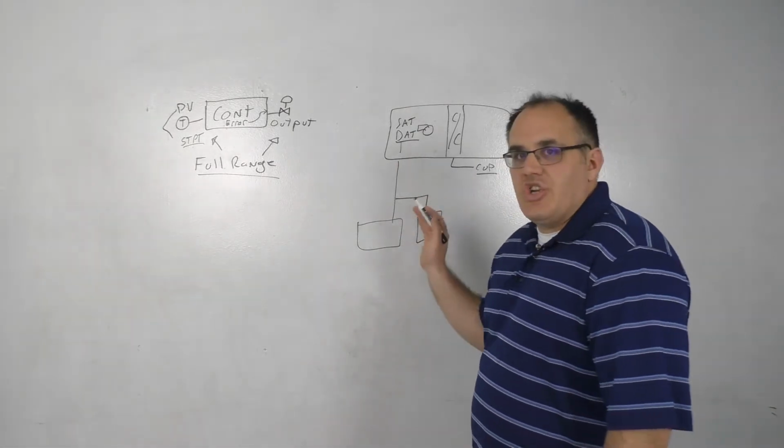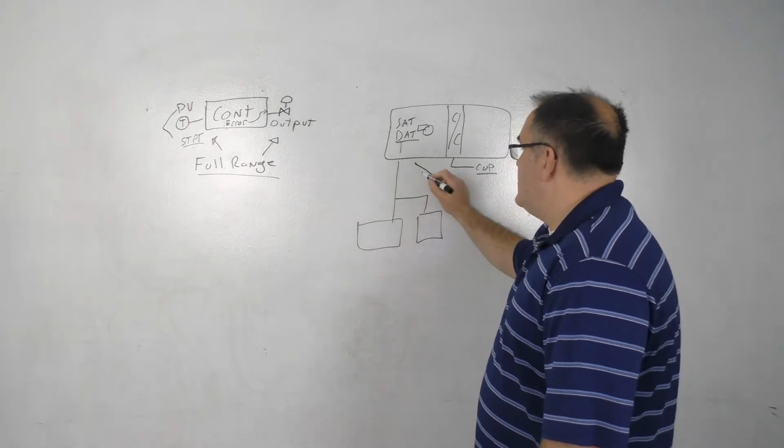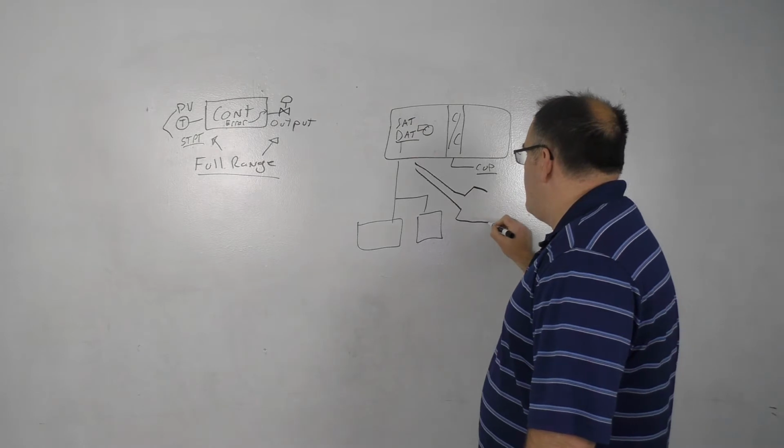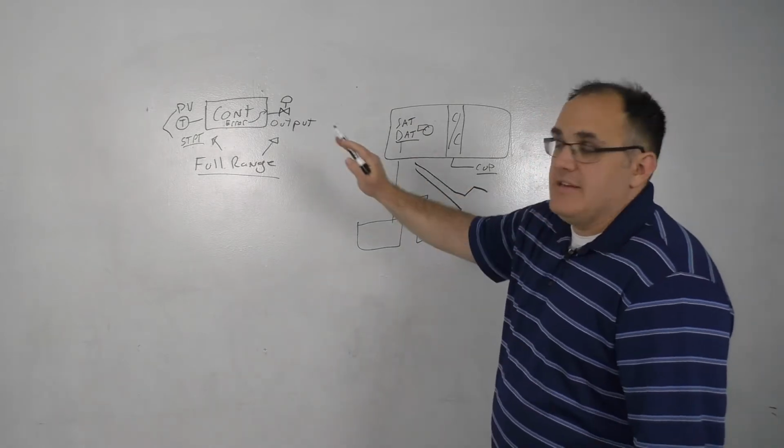But how do we determine what we're going to do? Well, first off, remember how I said we have to have accurate inputs and outputs.